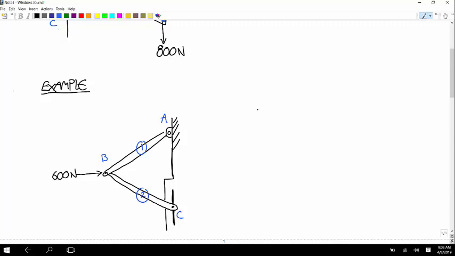The members are each 3 meters long. And both of them at this instant are at rest, so there's no angular velocity. There are going to be angular accelerations, and we're going to have to calculate those. And what we want to calculate is the acceleration of that pin at C.